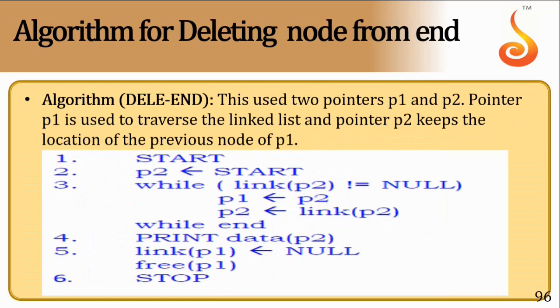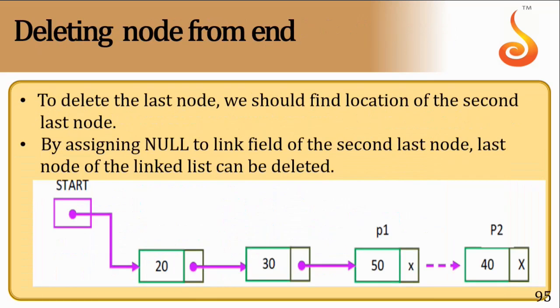So, deleting the node from the end. Like, how do I do that? See, with one pointer, I cannot do it because I need to make note of the last node as well as the last but one node. Because once I remove the last node, I need to have the last but one node, right? To make it the last node. So how do I do that?